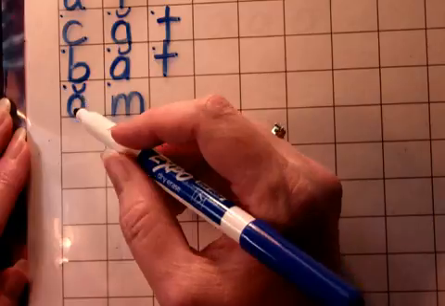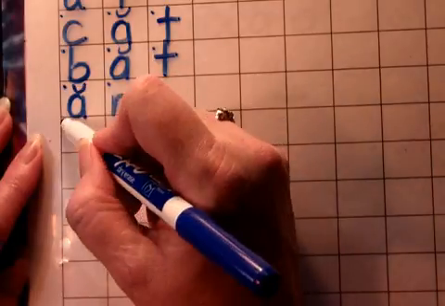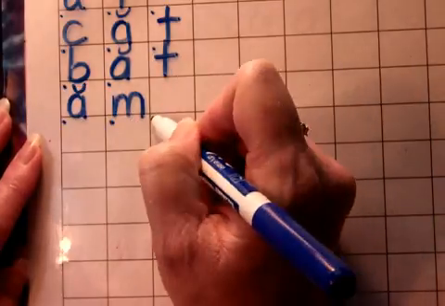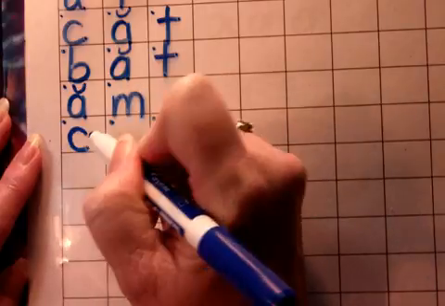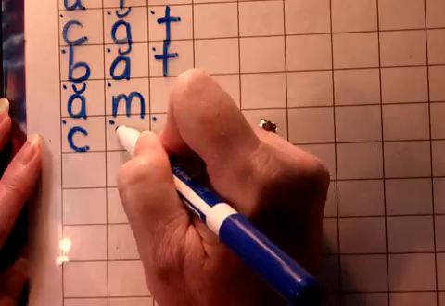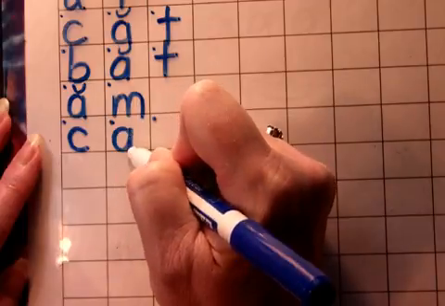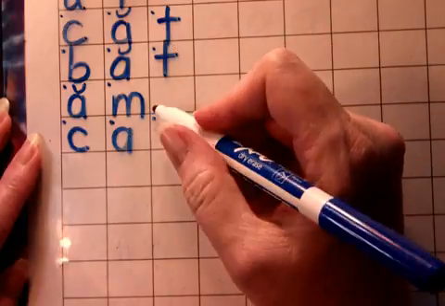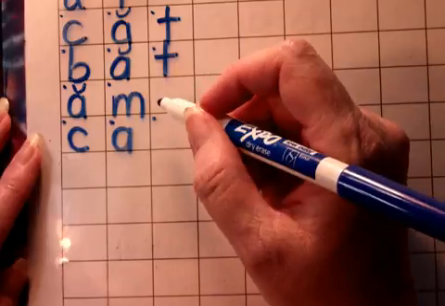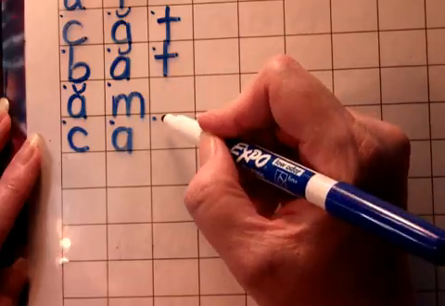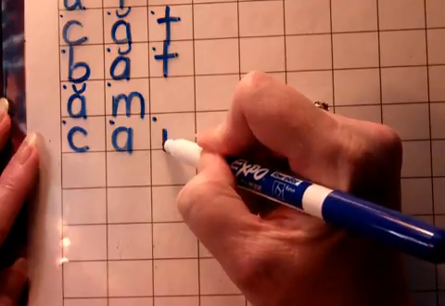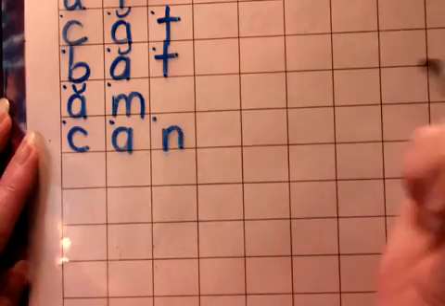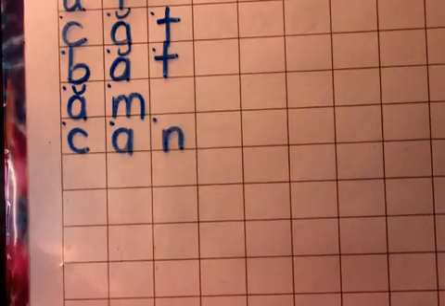The next word is can. K, a, n. The first sound is k. A, magic C, up and touch, down and bump. My tongue is up, my lips are open. Start in the middle of the box, go down, come up on the same line, and then 1 hump over. Can.